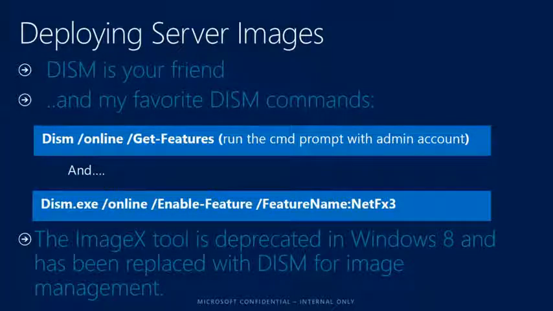A good example is ImageX. ImageX was a previous tool used for imaging that is now deprecated with Windows 8 and Windows Server 2012. It's been replaced with DISM, as you can see here. And the key here is that you can actually do a little bit more with DISM. It's basically combined a lot of the roles that ImageX had and added it to DISM so that you can actually do Windows installations with DISM as well as offline and online management of an image as needed.